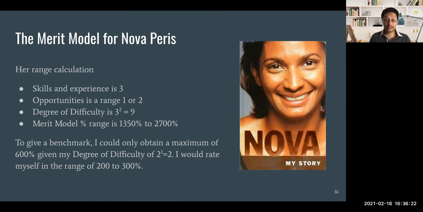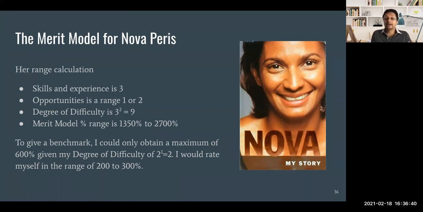So she's one of the most highly marginalized groups in the world. And she's also a woman. So she's part of 2 marginalized groups. So 3 to the power of 2 equals 9. So her merit model percentage range is like from 1350 to 2700, roughly.